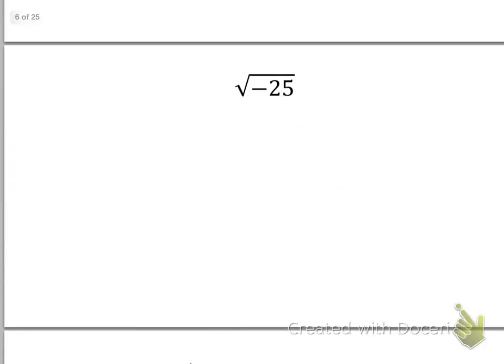Square root of 25 is just 5. So first off, let's get rid of that negative. Now we can take the square root of 25. So we should get 5i.